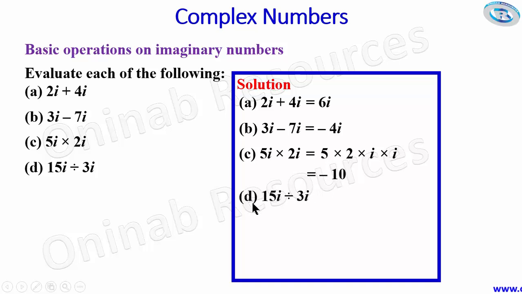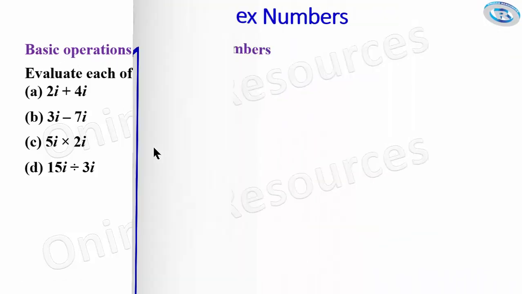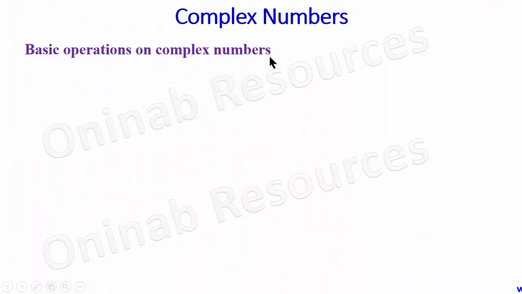Then we go for D. 15i divided by 3i is just going to give us 5. You know why it is 5? Because we have 15 divided by 3, then i divided by i. 15 divided by 3 is 5, and i divided by i gives 1. So we have our final answer as 5. So this is the highest we can take on basic operations on imaginary numbers, and any other value we follow the same pattern. We now go to basic operations on complex numbers.